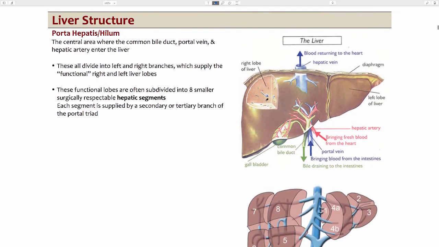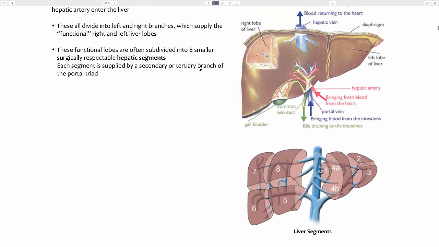The area where the portal vein and hepatic artery enter and the bile ducts leave is called the hilum of the liver. And all of these divide into left and right branches, as we saw, supplying the right and left lobes. The lobes can be further subdivided into 8 smaller functional lobes, and these are called hepatic segments. And each segment is supplied by a secondary or tertiary branch of what's called the portal triad.